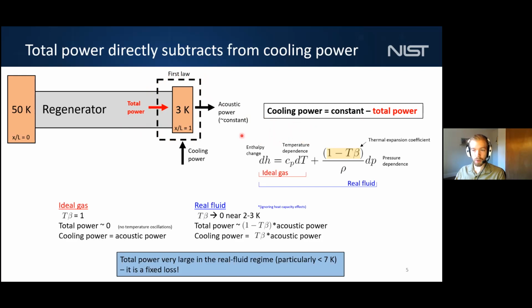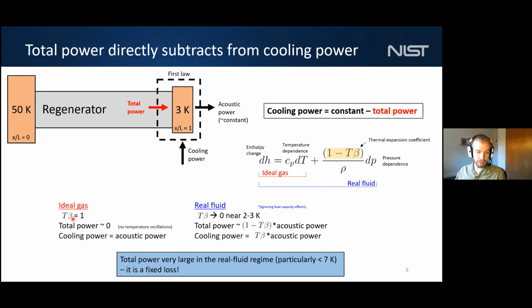So here I'm showing, this is an oscillating fluid in this regenerator, and I'm showing the enthalpy changes in this oscillating fluid. In the ideal gas regime, usually enthalpy changes are only a function of temperature, but in the real fluid regime, there's also this pressure dependence to enthalpy. So there's this new term in the enthalpy flow that arises only when the fluid's operating in the real fluid regime. So I can cut to kind of the consequences of this.